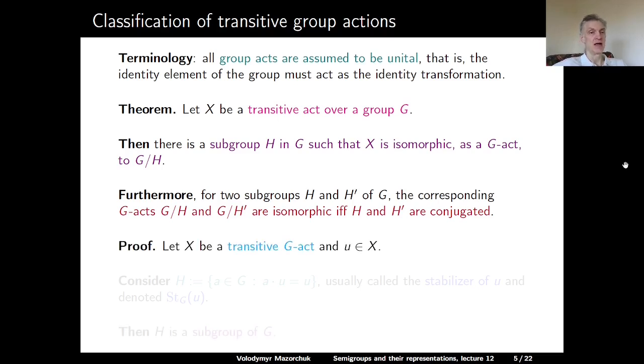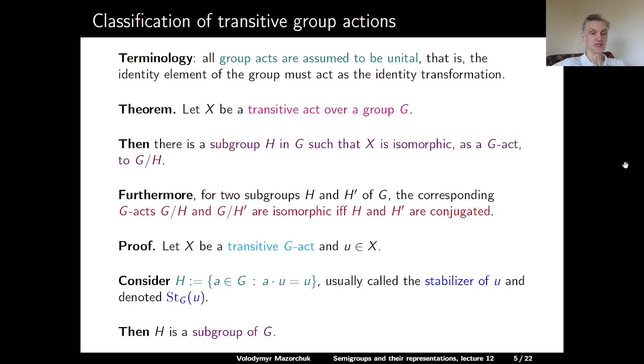Proof: let X be a transitive G-act and let U be an element in X. Consider the set of all elements A in G which stabilize U, so A applied to U is equal to U. We denote the set of all such elements A by H, and this is usually called the stabilizer of U, denoted by the stabilizer in G of U.